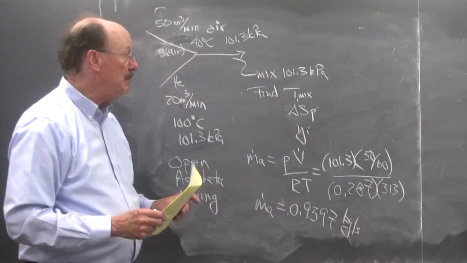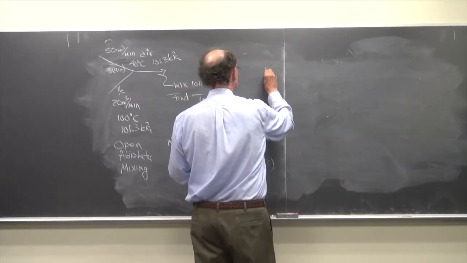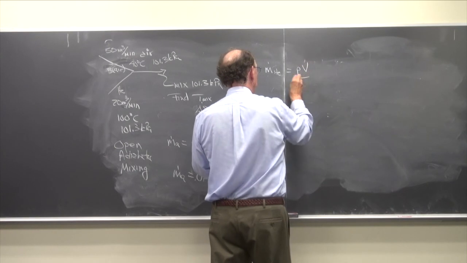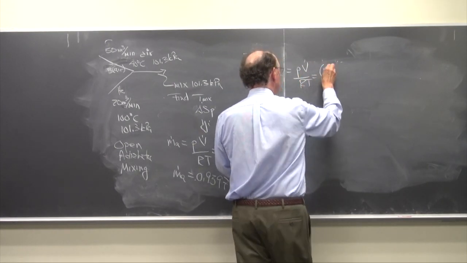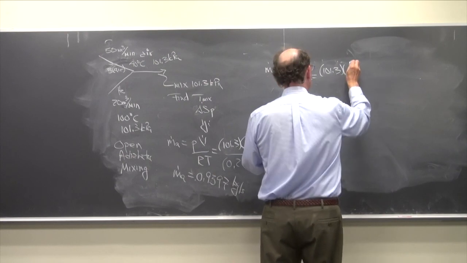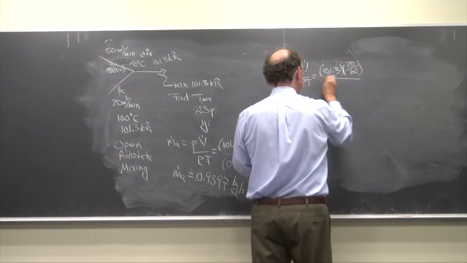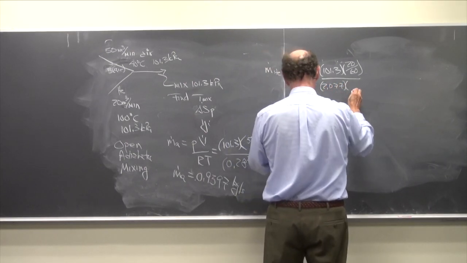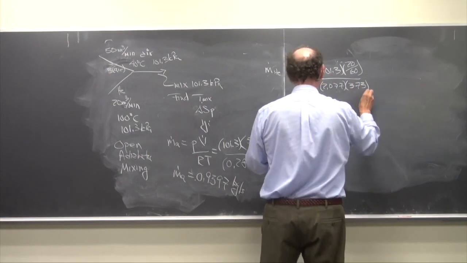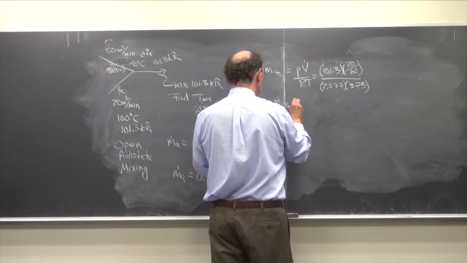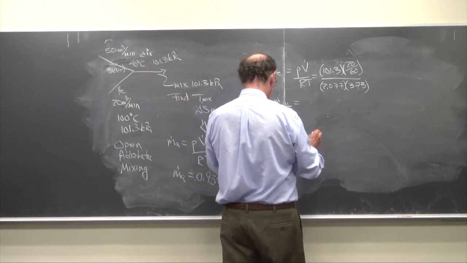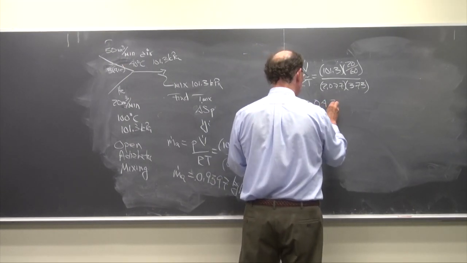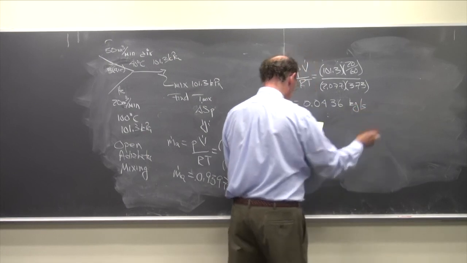I'll do the same thing for the mass flow rate of the helium. The mass flow rate of the helium is equal to P V dot over R T, which is 101.3 times 20 over 60, again seconds, over the helium R, 2.077, times the temperature, 373. And so the mass flow rate of the helium is equal to 0.0436 kilograms per second.